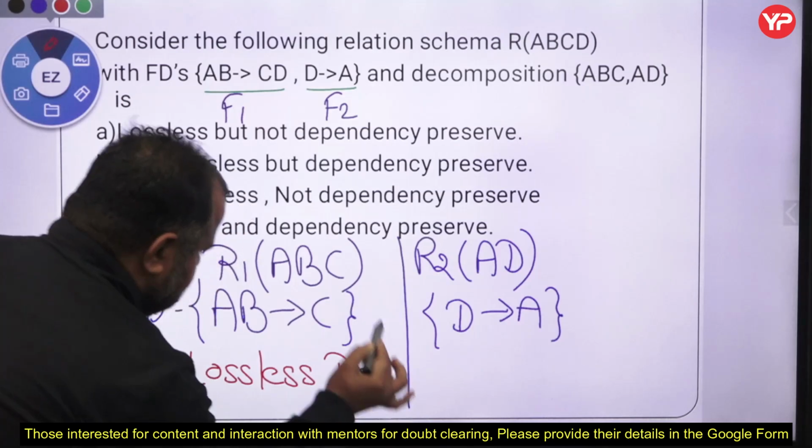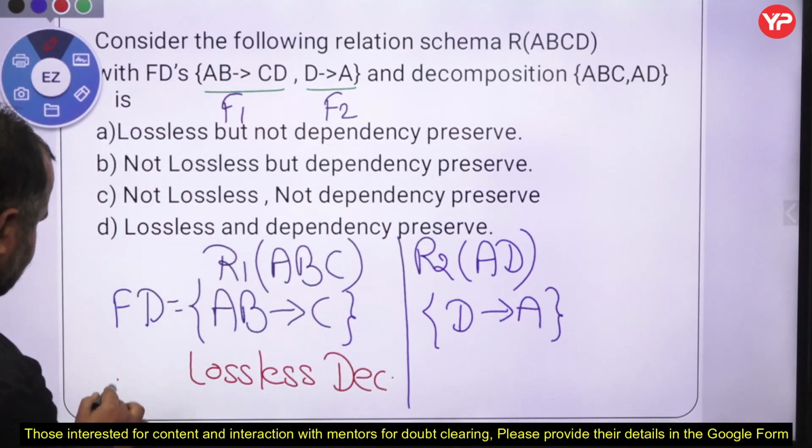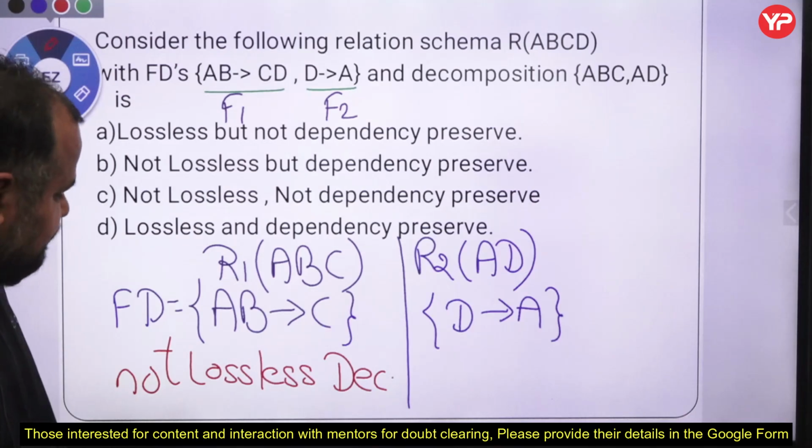Lossless decomposition, lossy decomposition, not lossless. It is not a lossless decomposition.